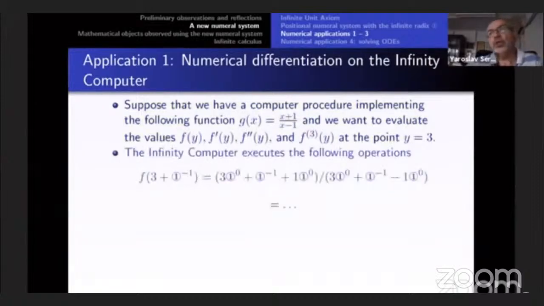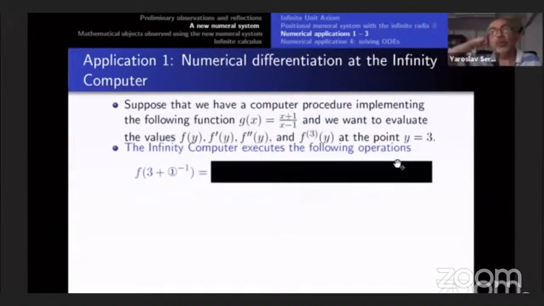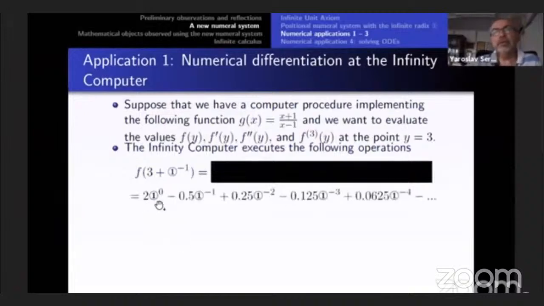So instead of using those formulas, we just evaluate f at the point 3 plus this infinitesimal value. The computer will take this number, assign it to x, and execute this operation. But for us, it is a black box. We are not able to see this. We are able to see only the result. The result is a number having one finite part and several infinitesimals.